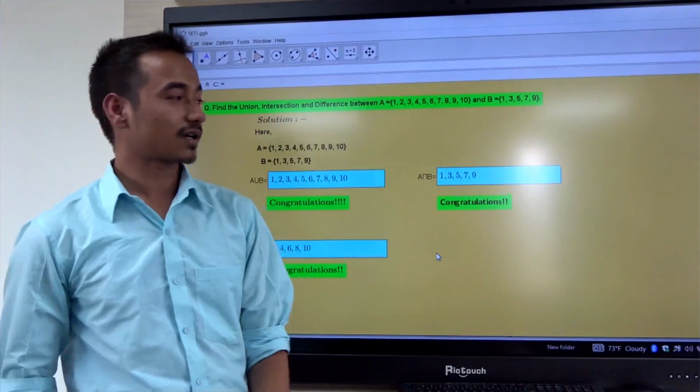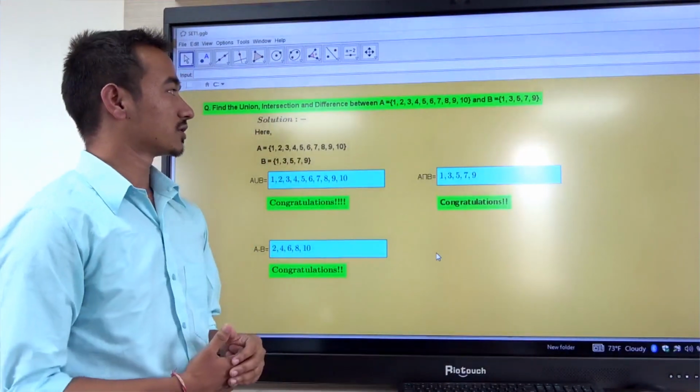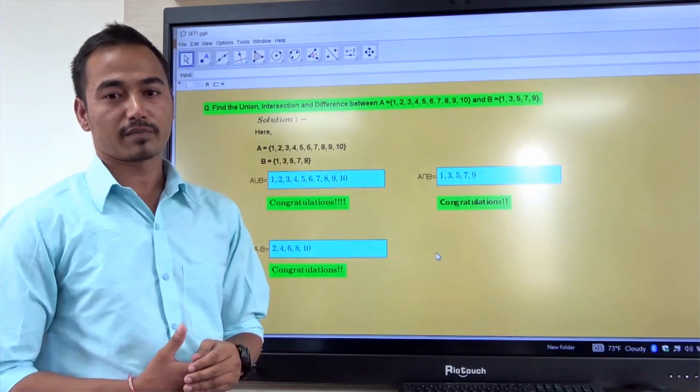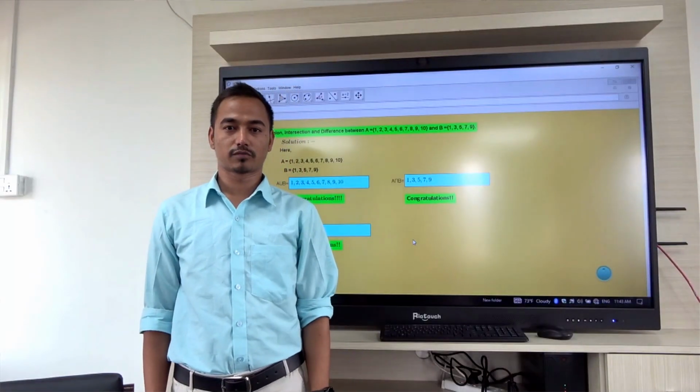In a similar way, we can integrate several ICT tools for teaching sets and make mathematics really fun. With these slides, I would like to conclude today's session.